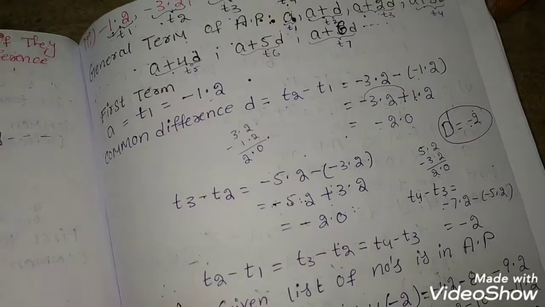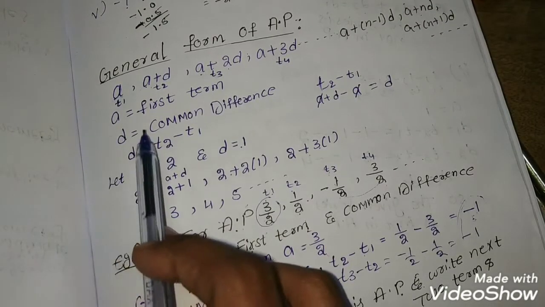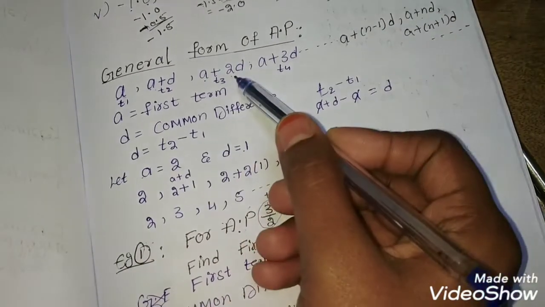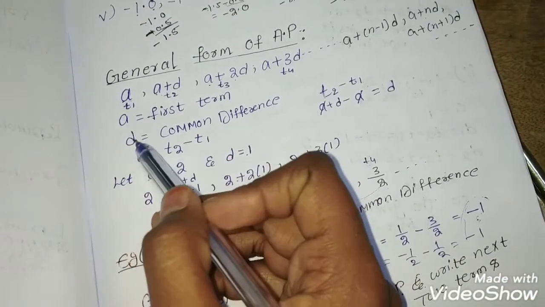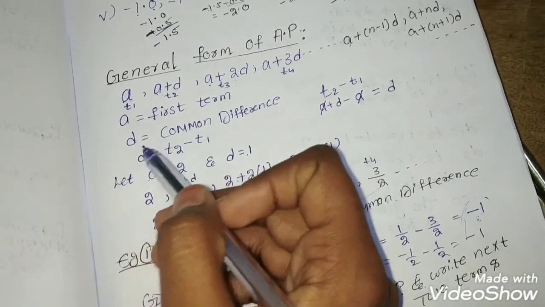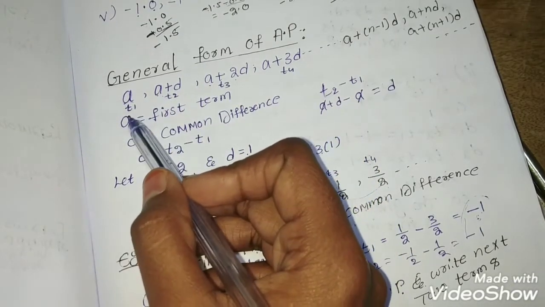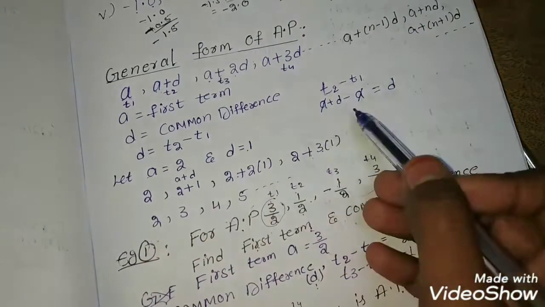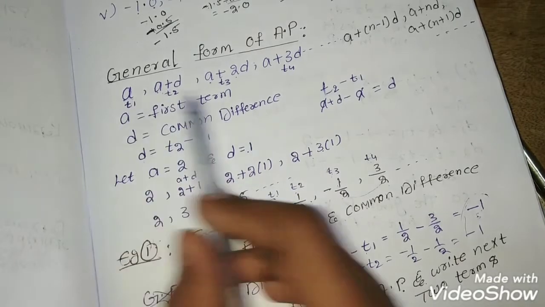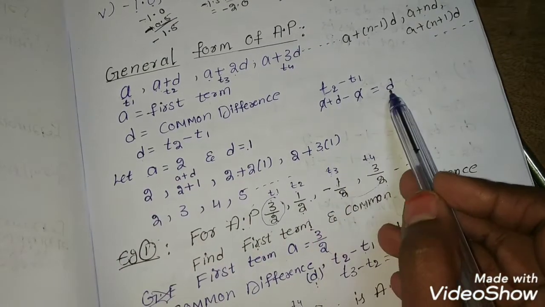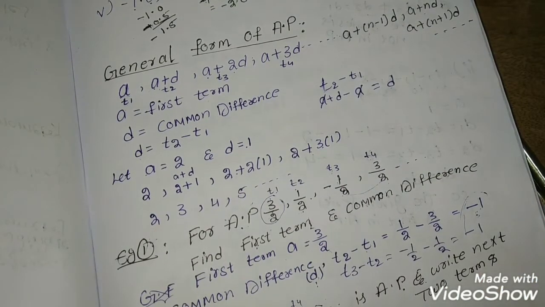So let's start. Before class, what did we discuss here? I told you the general form of an arithmetic progression: a, a plus d, a plus 2d, a plus 3d, and so on. Here a is the first term and d is the common difference. How do we find d? It is t2 minus t1. A plus d minus a: plus a minus a get cancelled and the remainder is d. So this is the difference. Understand?